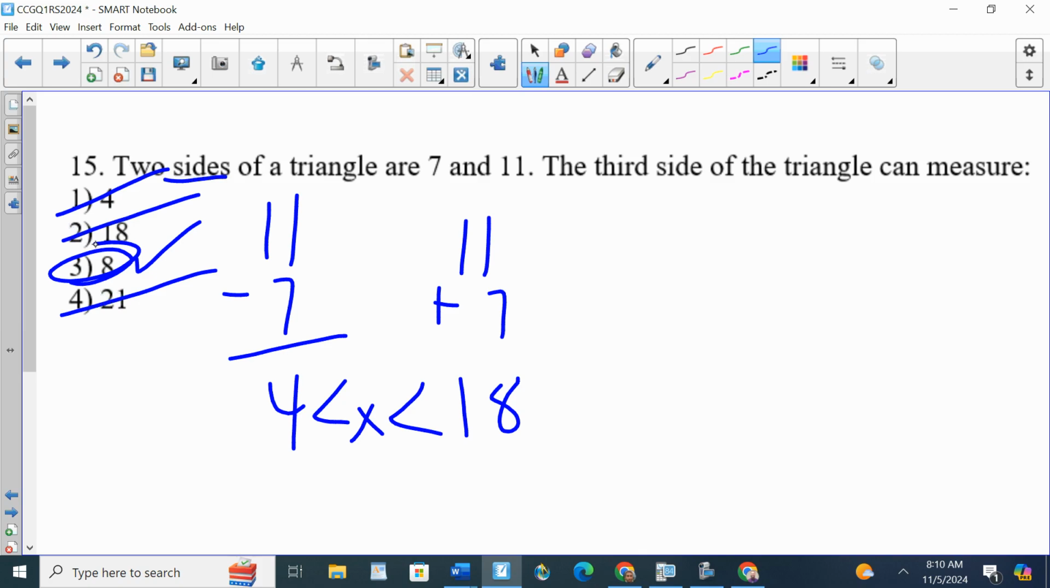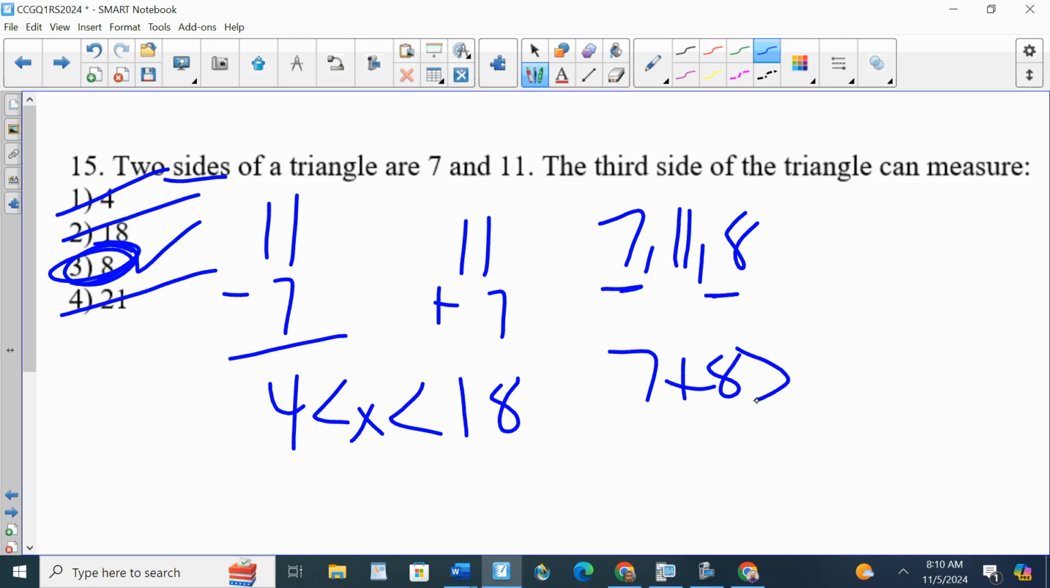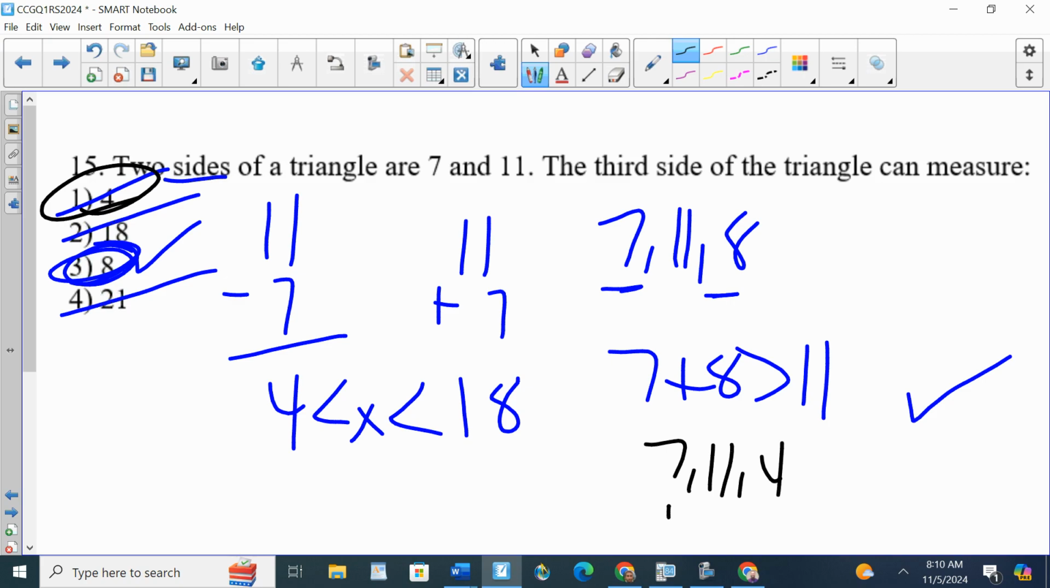And the other way to do that, if I go through each choice, if the sides are 7, 11, and 8, do the two smaller sides add to be more than the third side? Yes. If I pick something like choice 1, and I did 7, 11, and 4, the two smallest sides would be 4 and 7. That's not more than 11. So that's, again, why that one can't be the answer.